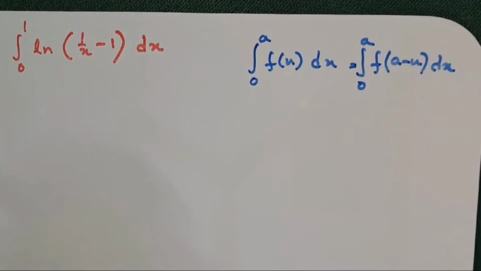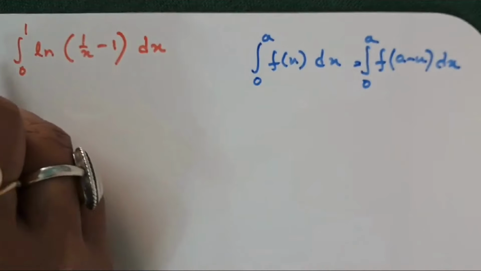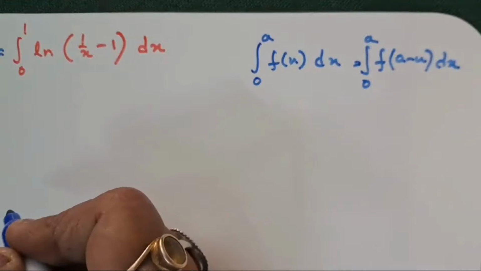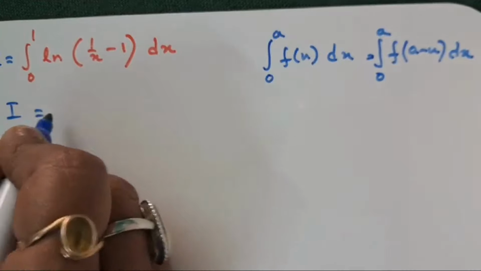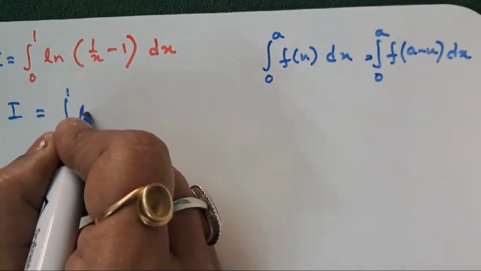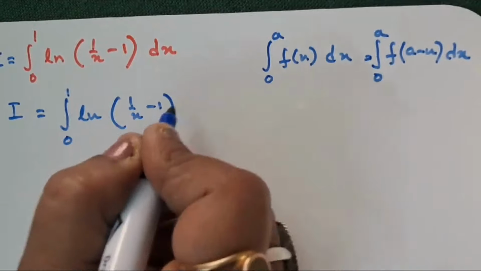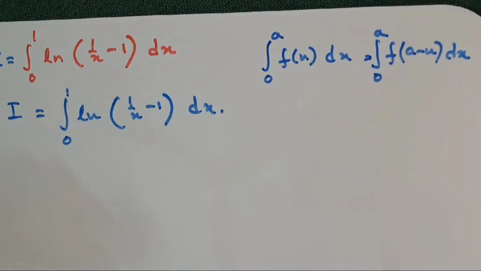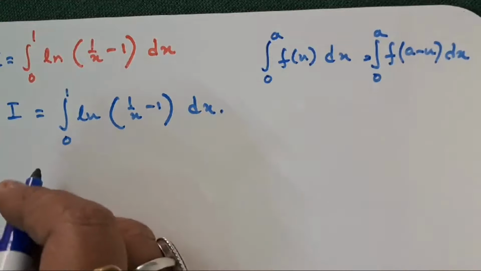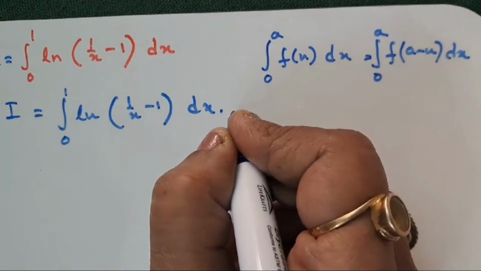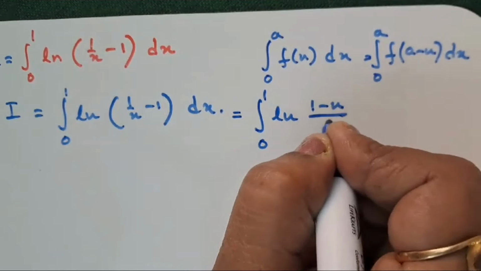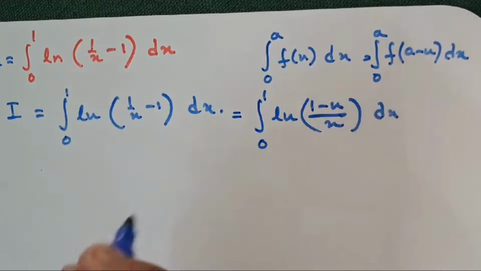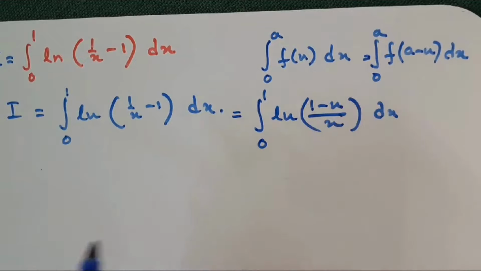Now when we use this property, we take I is equal to integration 0 to 1 ln of (1/x minus 1) dx. Now before using this property, I am writing this as integration 0 to 1 ln of (1 minus x)/x dx, taking x as the whole denominator and writing it in this form. Now I am using this property.